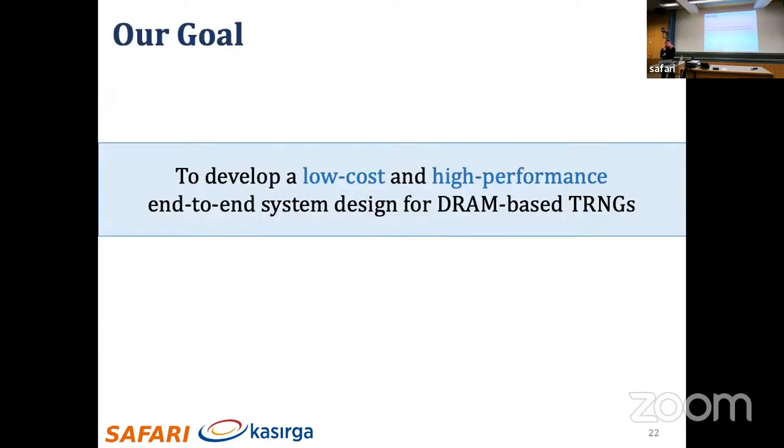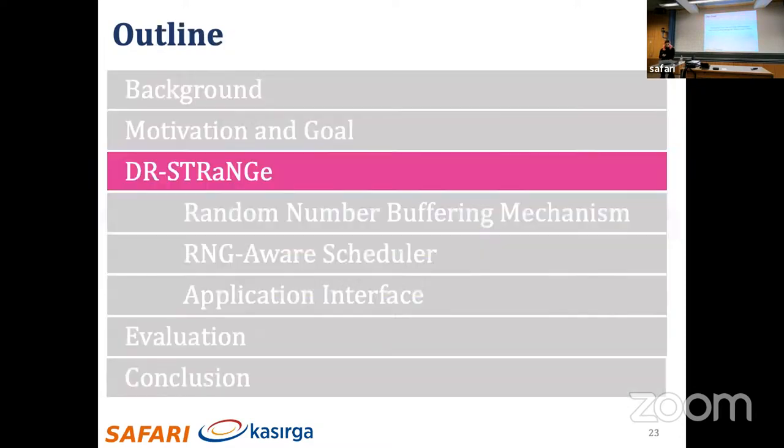Our goal is to design an end-to-end system for DRAM-based TRNGs with low cost and high performance that minimizes the slowdown of both RNG and non-RNG applications, improves system fairness, and mitigates the performance degradation of RNG applications due to the high latency of DRAM-based TRNGs. Let's look into our mechanism, Dr. Strange. Dr. Strange consists of three main components tackling three key challenges.